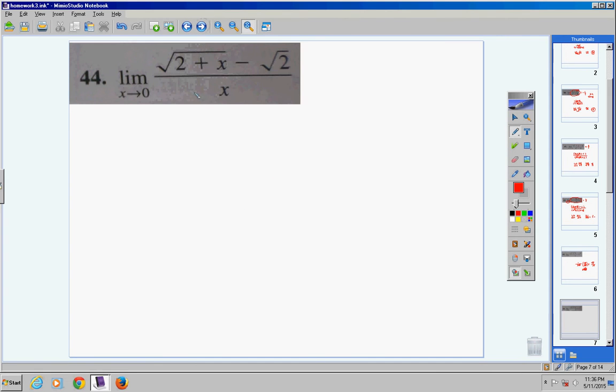Alright, moving on to number 44, same thing. We're going to rationalize the numerator. And here we go. I'm going to multiply the top and the bottom by the conjugate of the numerator. So square root of 2 plus x plus square root of 2. Alright.